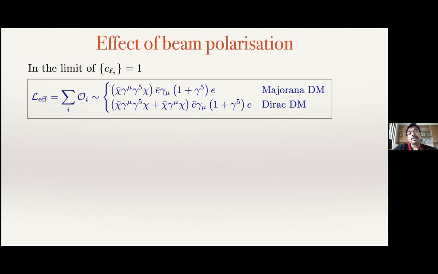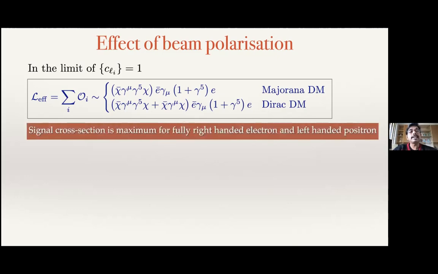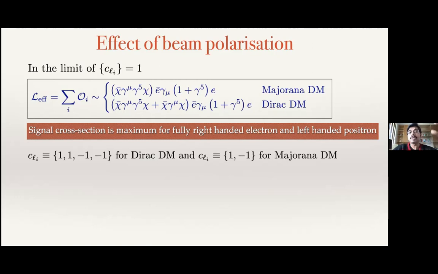So then you see for both Dirac and Majorana cases, the effective Lagrangian or effective operator looks like this form, like e bar gamma mu (1 plus gamma 5) e. Now we all know that (1 plus gamma 5) is basically P_R. So this basically says that this signal cross-section is automatically maximized when you choose right-handed electron and left-handed positron. Now there is an experimental limit on how much right-handed electron you can produce and how much left-handed positron you can actually have in the collision process. But essentially you will maximize the signal for that kind of combination.